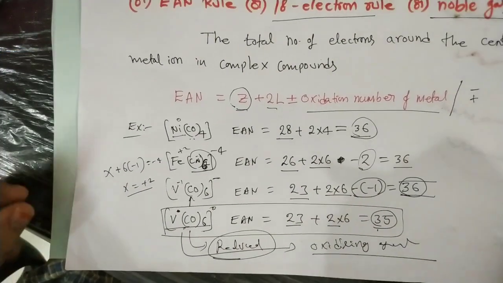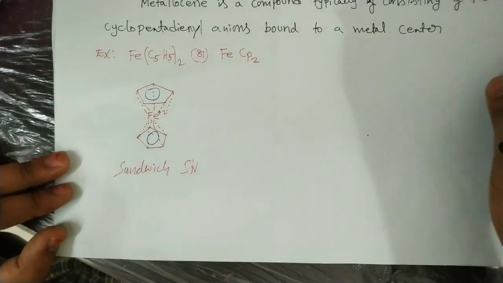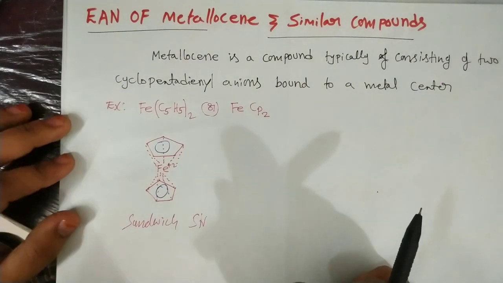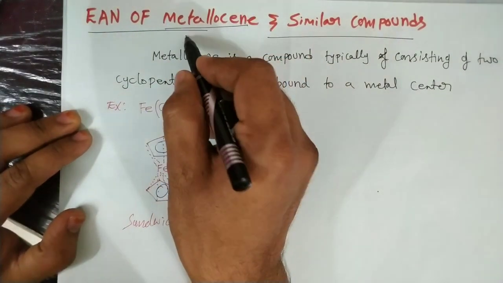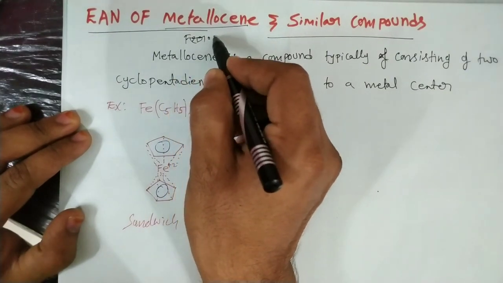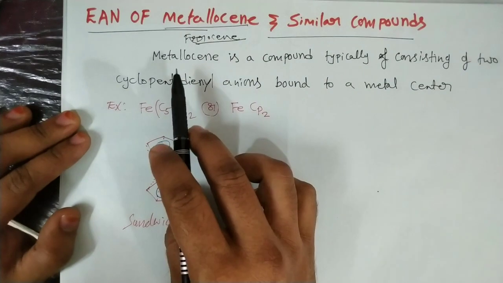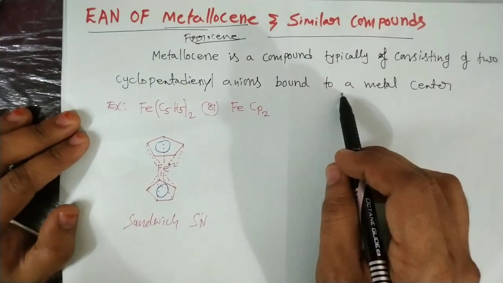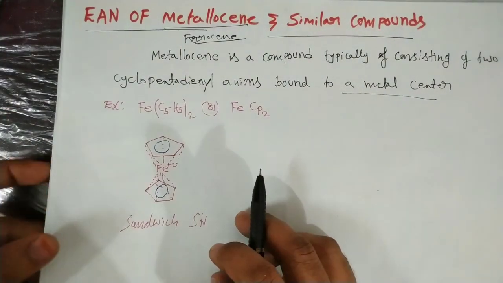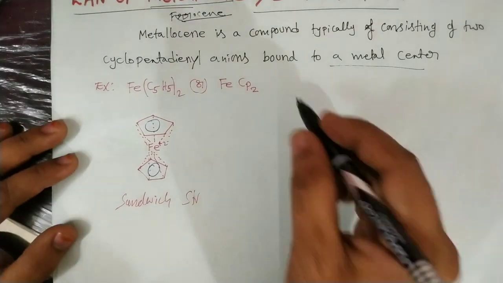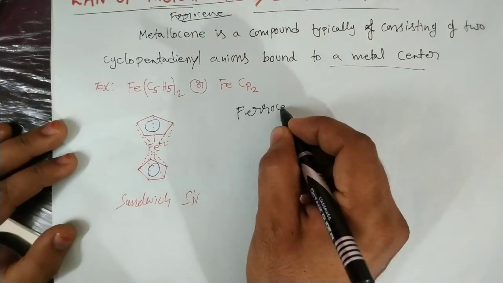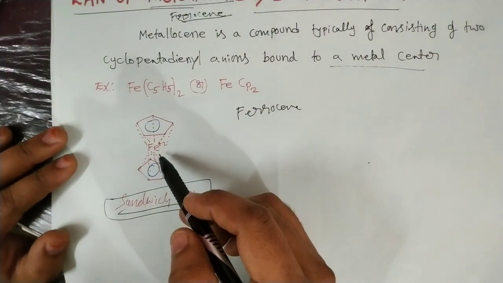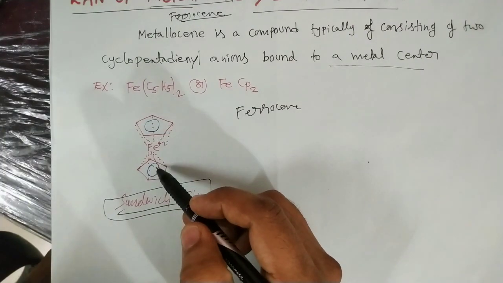That's it. Now let us calculate the effective atomic number of ferrocene. A metallocene is a compound typically consisting of two cyclopentadienyl anions bound to a metal atom. The well-known example is ferrocene. This is the ferrocene structure. It is a sandwich structure because the iron metal is between two cyclopentadienyl rings.